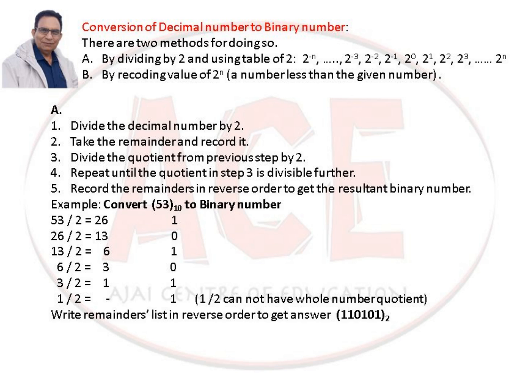When we divide 53 by 2, the quotient comes 26 and remainder is 1. Then the quotient 26 divided by 2, it comes 13 and remainder is 0. When 13 is divided by 2, the quotient comes 6 and remainder is 1. 6 divided by 2, the quotient is 3 and remainder is 0. 3 divided by 2, the quotient is 1 and remainder is 1.